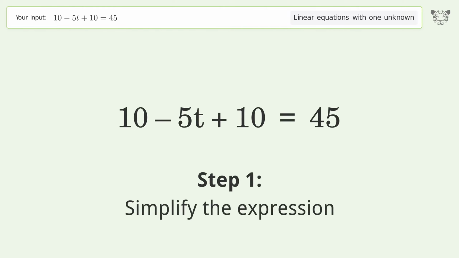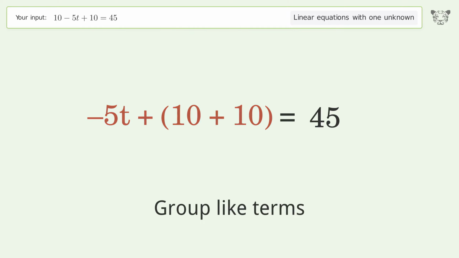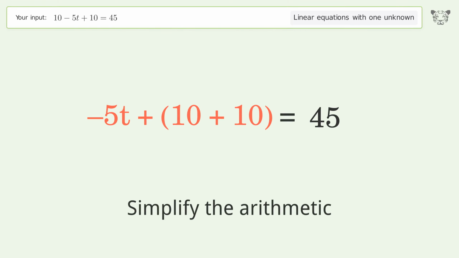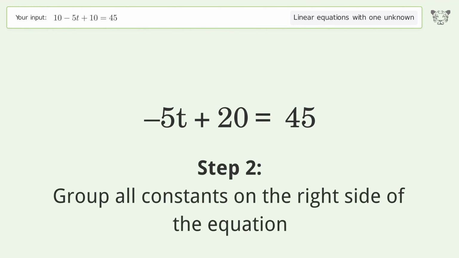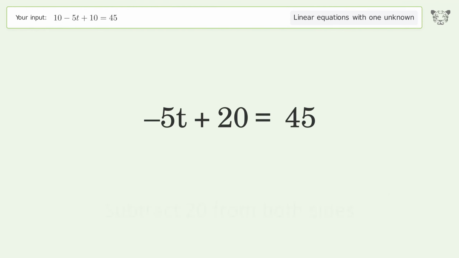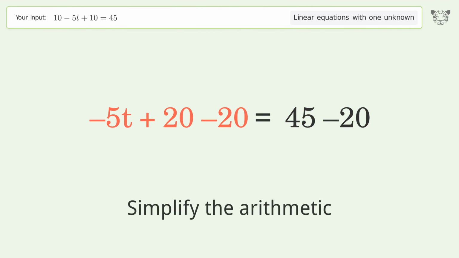Simplify the expression. Group like terms. Simplify the arithmetic. Group all constants on the right side of the equation. Subtract 20 from both sides. Simplify the arithmetic.